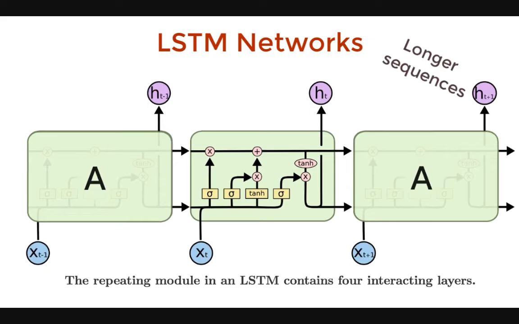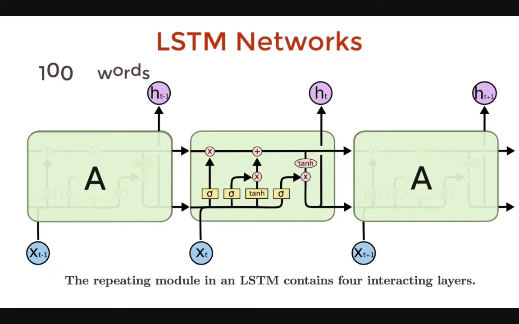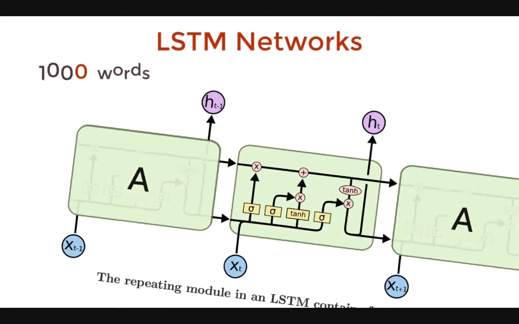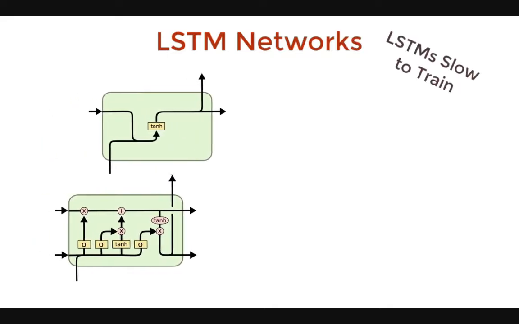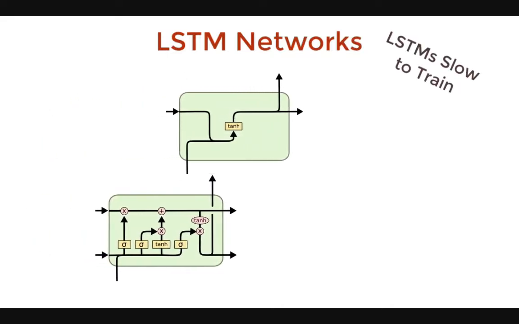Now, to that second point, we seem to be able to deal with longer sequences well. Or are we? Well, kind of. Probably of the order of hundreds of words instead of 1,000 words. However, to the first point, normal RNNs are slow, but LSTMs are even slower.